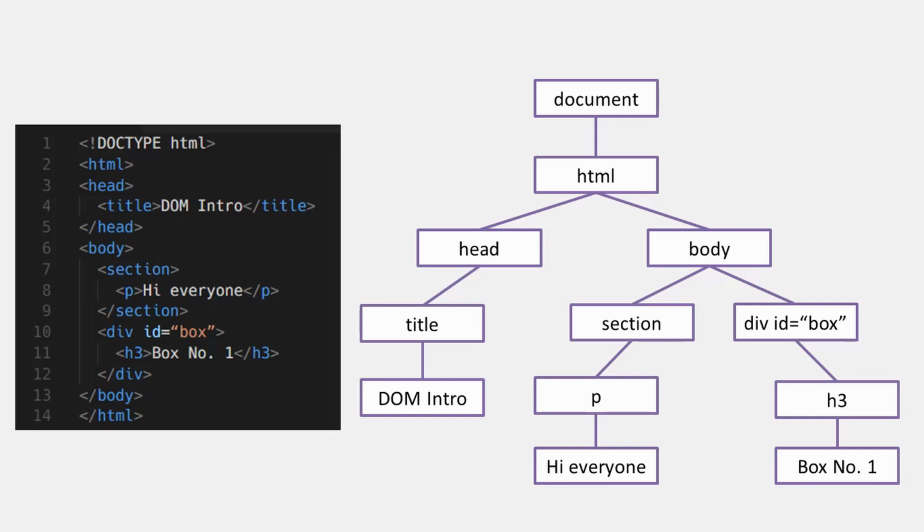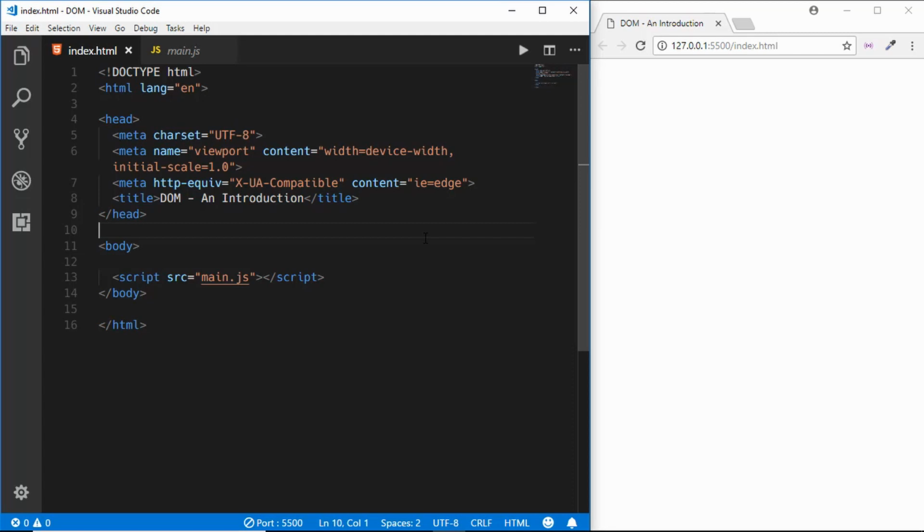Here we can see that every element is laid out in a tree structure. Here we have the document, and in that we have the HTML, and the HTML has two nodes, a head and body, and then we have title and the DOM intro and everything. So here we can see how the document object model is structured. It is a programming interface which you can use to access, manipulate, or add or remove elements using JavaScript.